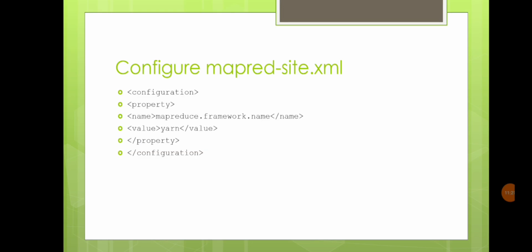Installation hints. We need three types of configuration for the installation. The first one is configuring mapred-site.xml by giving the value as yarn. Here the property name is mapreduce.framework.name and the value is yarn. Now the configuration of mapred-site.xml is completed.